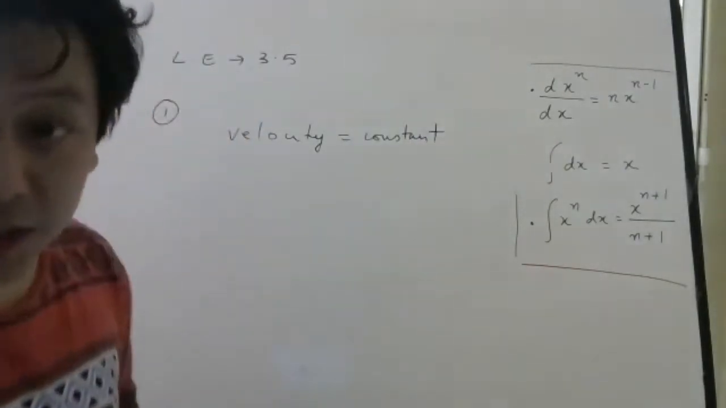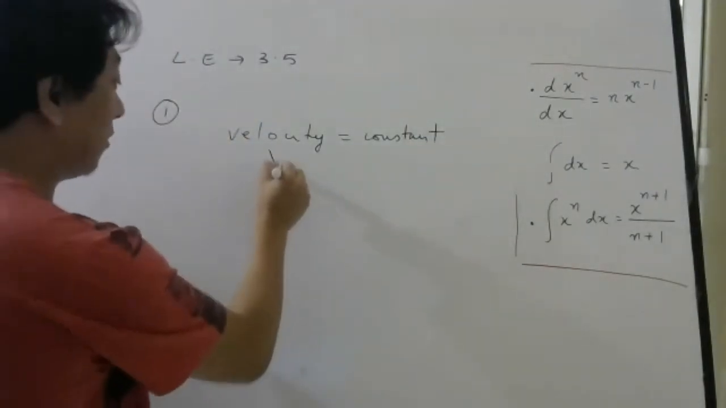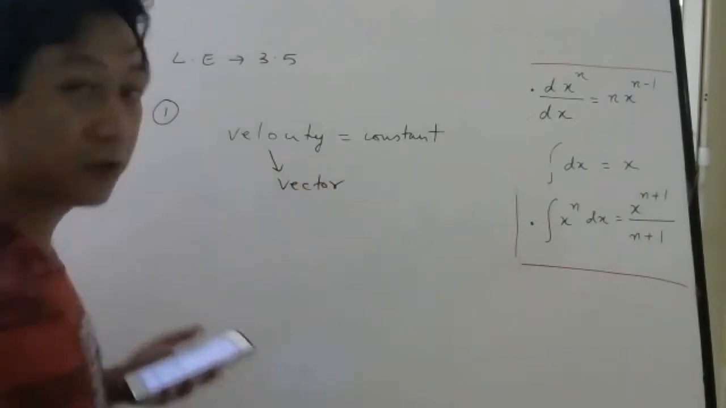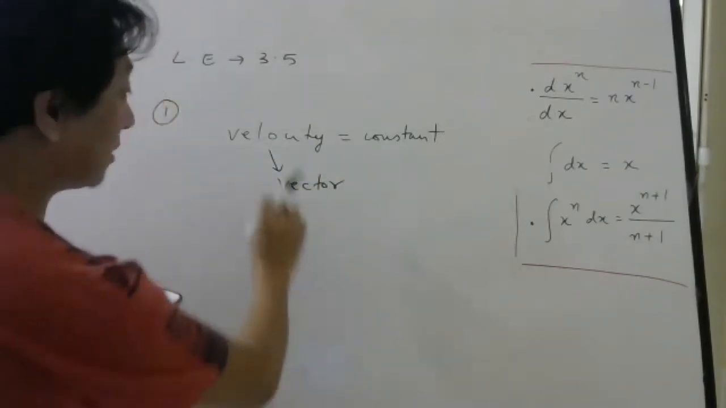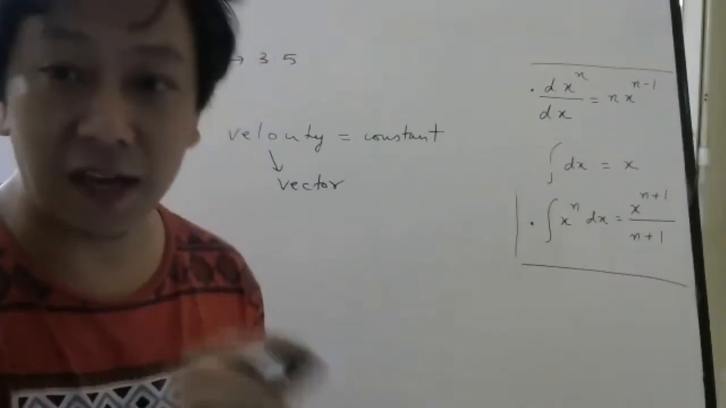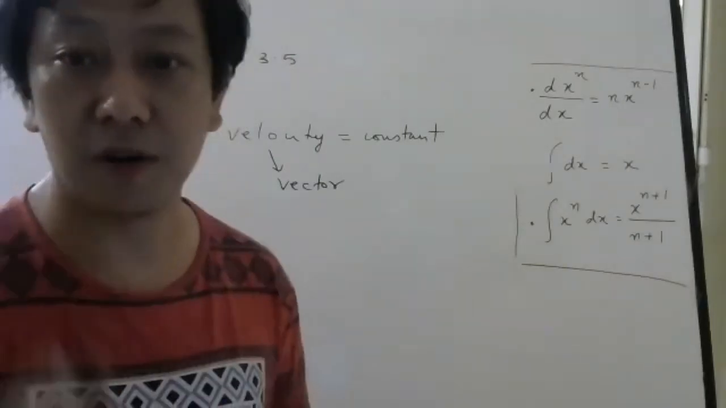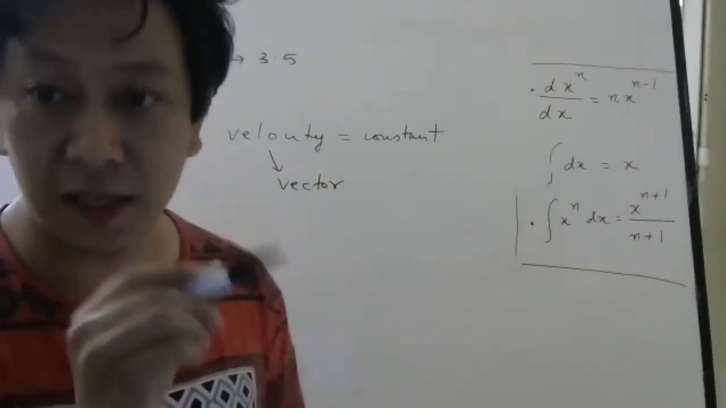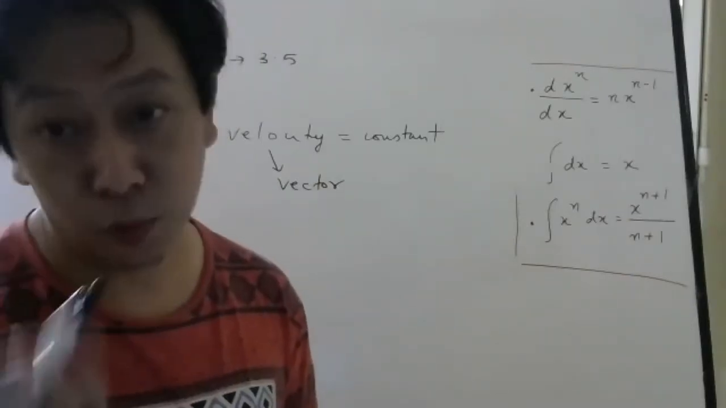Now, velocity constant means what? Velocity is what? A vector. Velocity is a vector quantity. So when I say velocity is constant, should only magnitude be constant, only direction be constant, or both? If I say a vector is constant, then both should be constant, right?